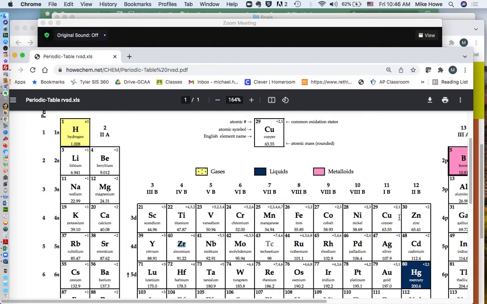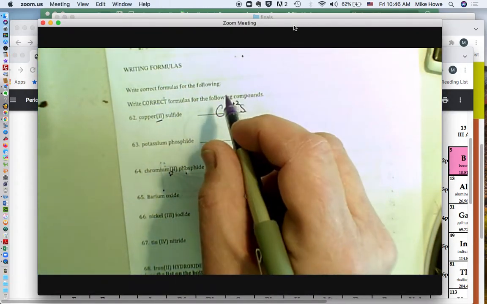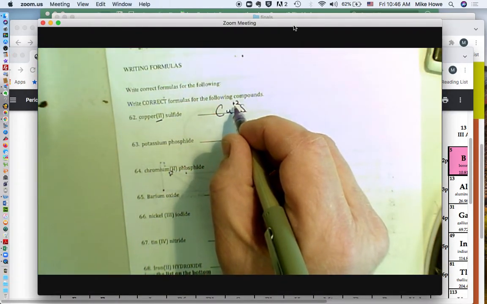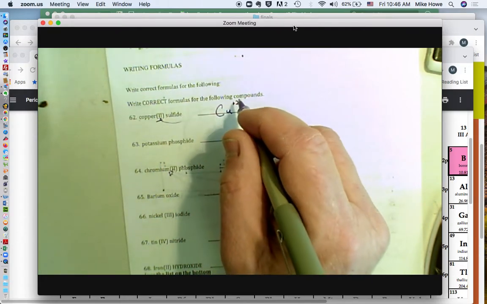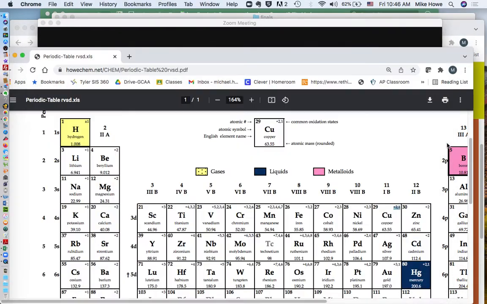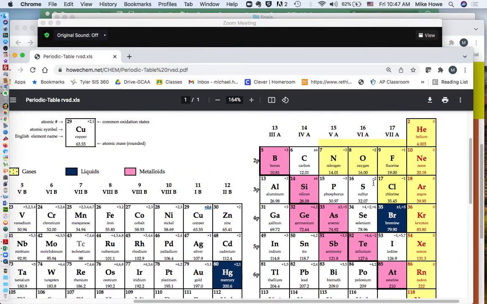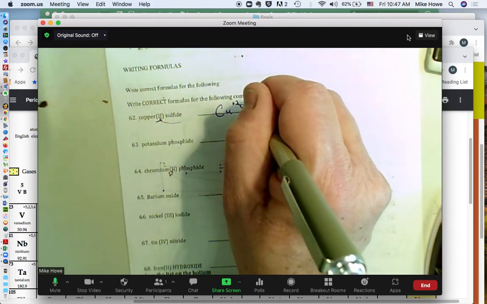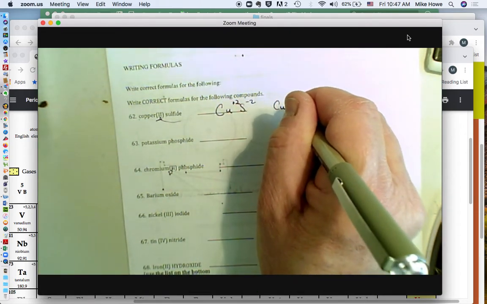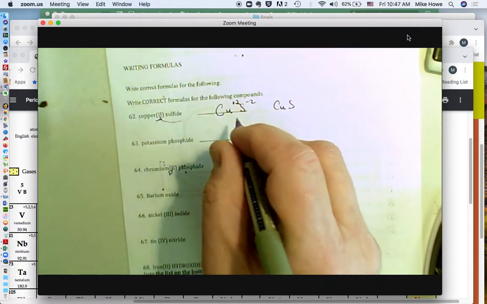Okay, so here's copper. This shows up a little better. See, it's got a +2 and a +1. There are lots of elements that have these multiple charges. So if there is more than one possible charge, I'll always tell you what charge to use. So this is copper with a +2 charge because it says copper 2. Sulfide is -2. If you go look at sulfur, it's right there, it's -2. So since 2 is equal to 2, the final answer is just CuS. You don't need to put the charges on, but you do have to think about the charges.